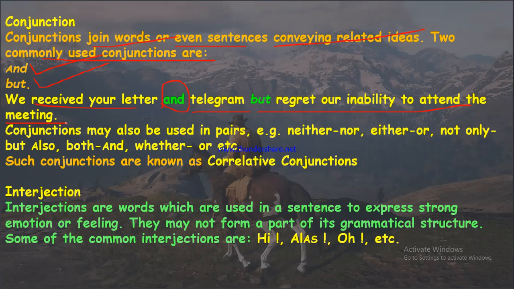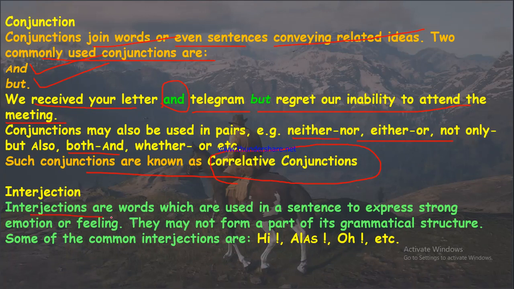But from conjunctions there can be topics in which you have to find the error. For example, either with nor, or neither with or: they will say neither ... or, and it will be a wrong sentence. Either-or, neither-nor are known as correlative conjunctions, very important for MCQ purposes.